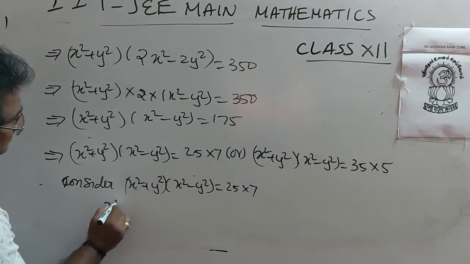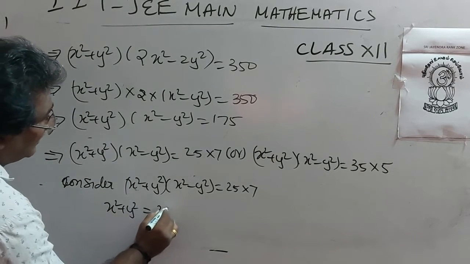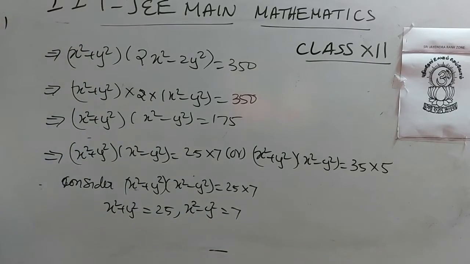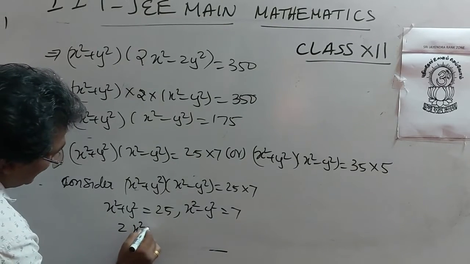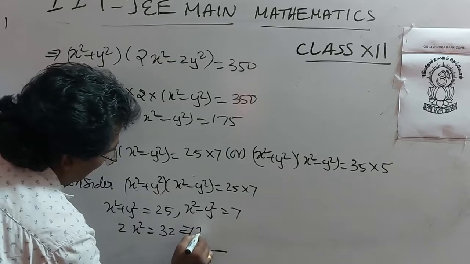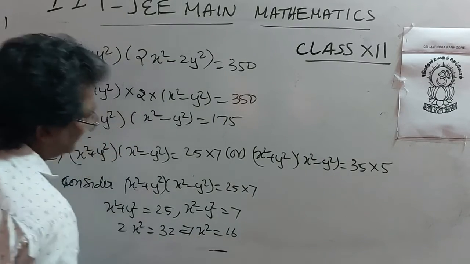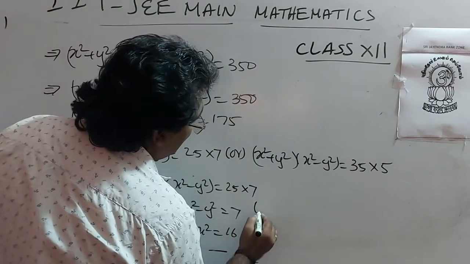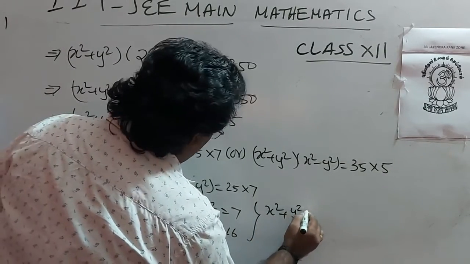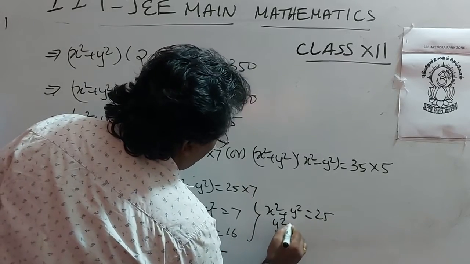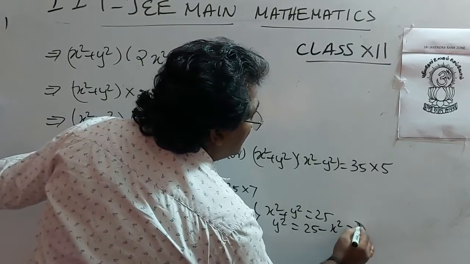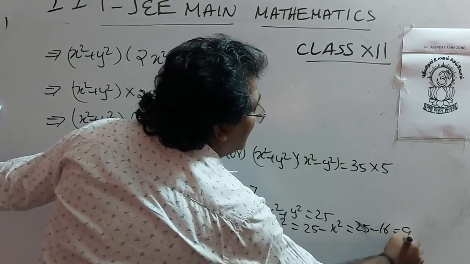x squared plus y squared equal to 25. x squared minus y squared equal to 7. Two x squared equal to 32, which implies x squared equal to 16. x squared plus y squared equal to 25. y squared equal to 25 minus x squared equal to 25 minus 16 equal to 9.